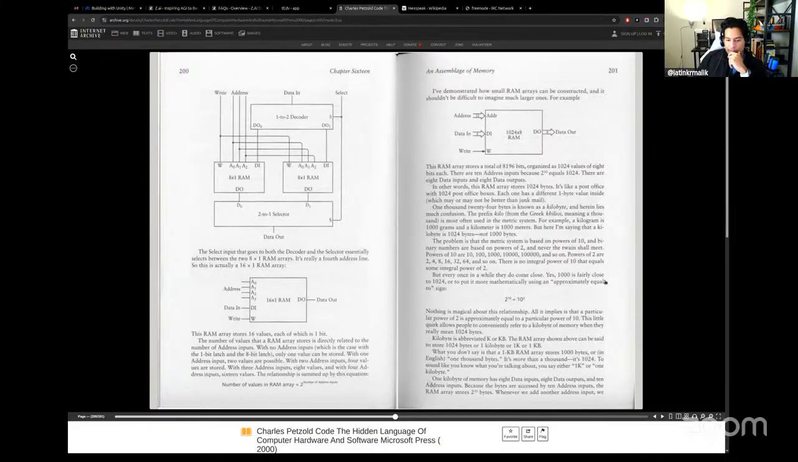So nothing is magical about this relationship. All it implies is that a particular power of 2 is approximately equal to a particular power of 10. This little quirk allows people to conveniently refer to a kilobyte of memory when they actually mean 1024 bytes. Kilobyte is abbreviated as K or KB. The RAM shown here can store 1024 bytes, or 1 kilobyte, or 1 KB.